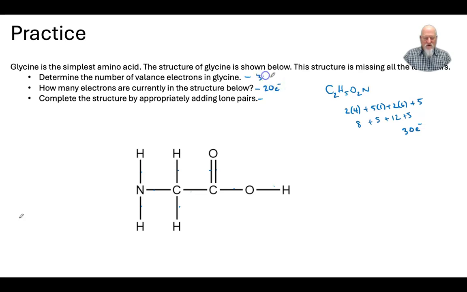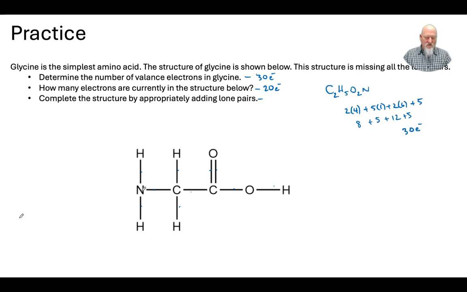The first answer was 30 electrons. There's 30 total valence electrons in C2H5O2N, and in the structure we currently have, there's only 20. That means we have to put 10 in there, and they're going to be all lone pairs. So let's look at the atoms and figure out what atoms need some lone pairs.